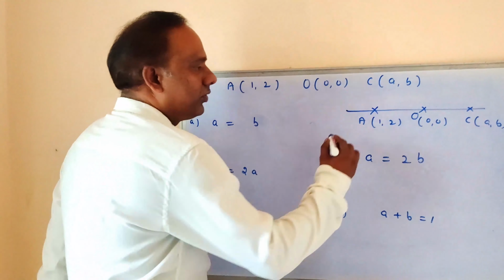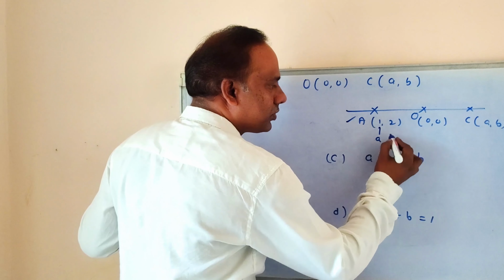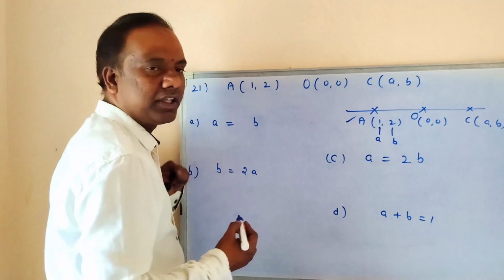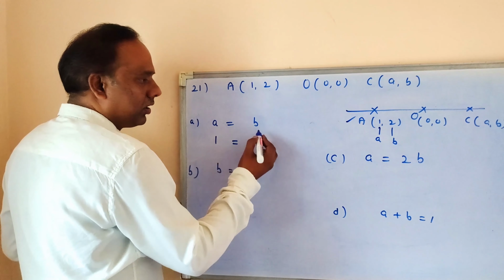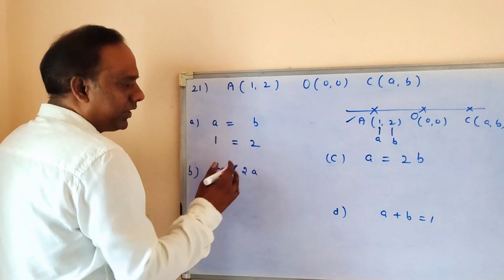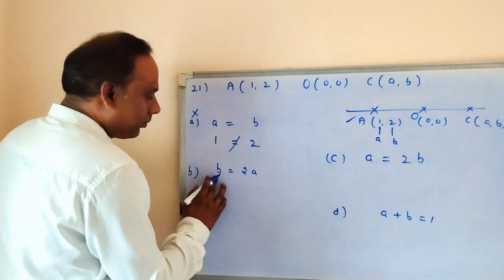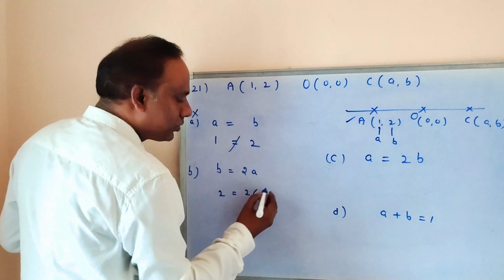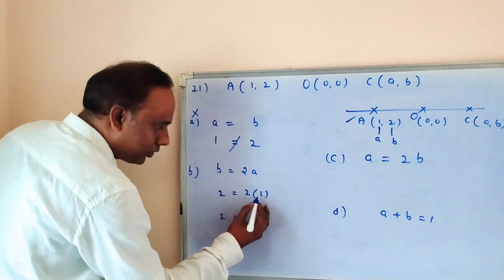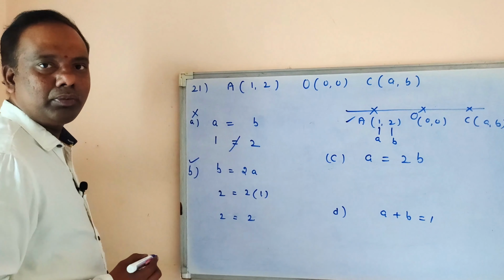The correct option satisfies all 3 points, so you take (1, 2) and substitute a is equal to 1 and b is equal to 2 in the options. Option A: 1 is equal to 2 is not possible, so option A is wrong. Now option B: b is equal to 2a, so 2 is equal to 2 into 1, which is 2. So 2 is equal to 2 is correct. So option B is correct.